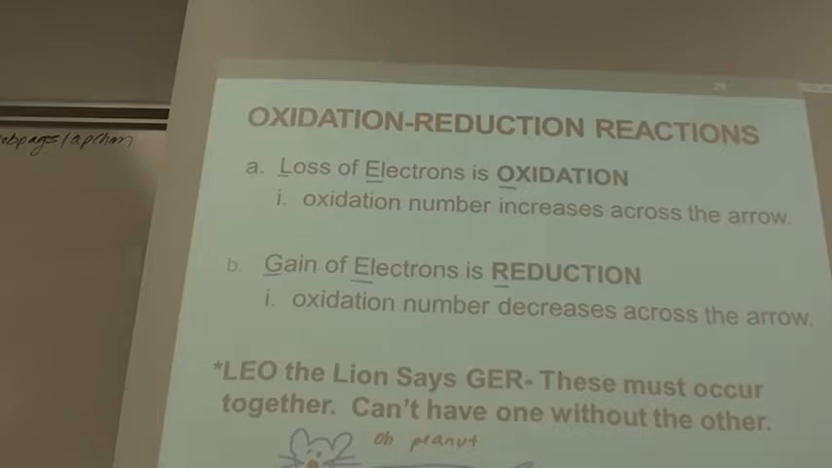Okay, if you don't like Leo the lion says grr, you can remember OIL RIG. What do you think OIL RIG stands for? Oxidation is loss of electrons. Reduction is gain of electrons. So this is what we're talking about.